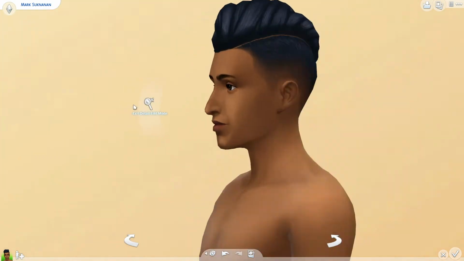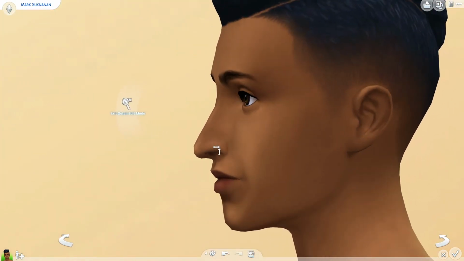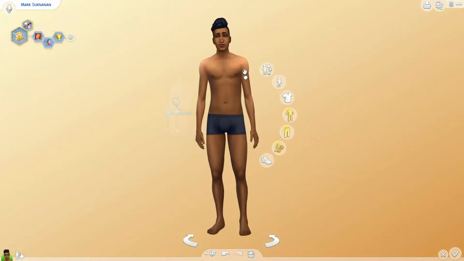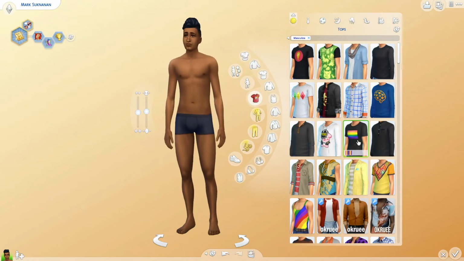Let me know what you guys think. Did I do a good job of recreating Mark, or was it kind of so-so? I don't know, I'm satisfied with the end result.